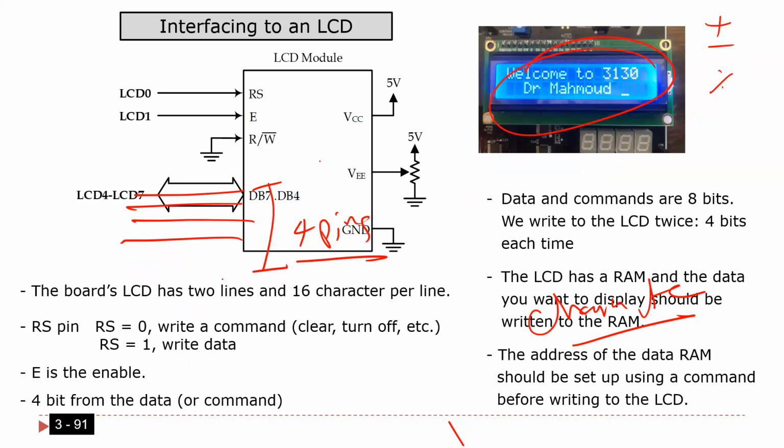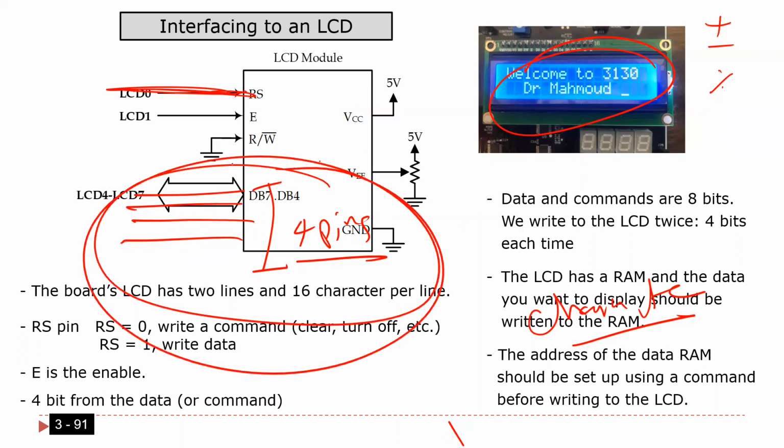And these 4 pins, when I send my data or commands, as I told you, I'm going to send twice, 4 and 4. Is that okay? Now let me summarize. We need 1 pin to tell the LCD if you are sending data or commands. We need 4 pins to send the data to the LCD. Now we need 1 more here.